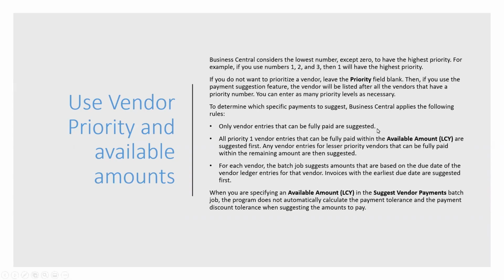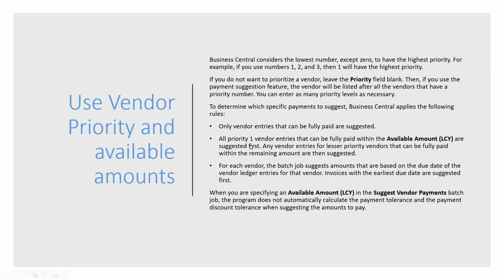What is going to happen with this function? Okay, Business Central, help me now. I only have some constraints with the money. I have only a certain amount of money to pay. Suggest me some documents. And here, you need to learn some policies first. With the function, only vendor entries that can be fully paid are suggested, not partial payments, right? For partial payments, you will define them.